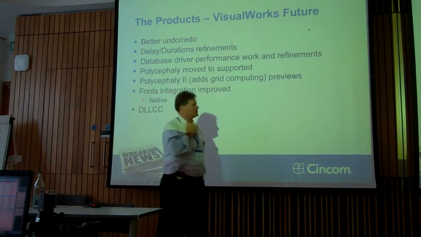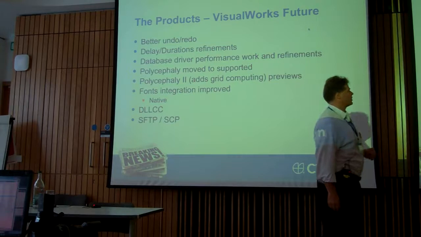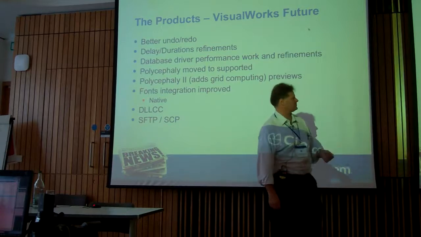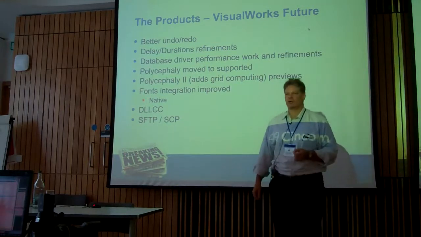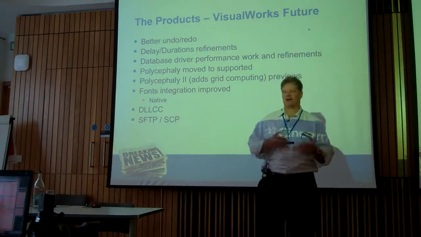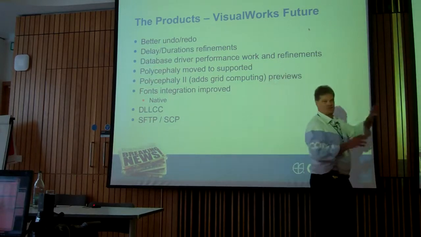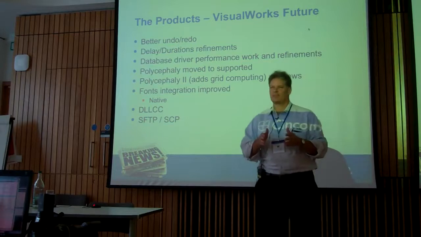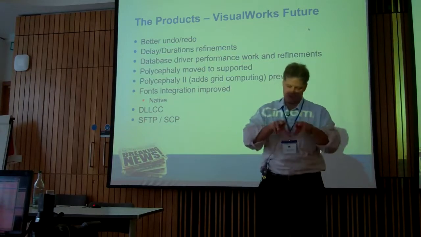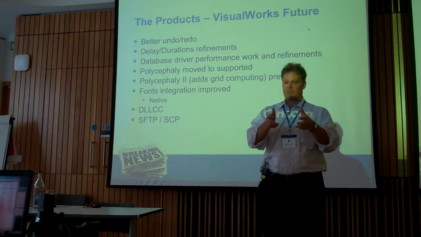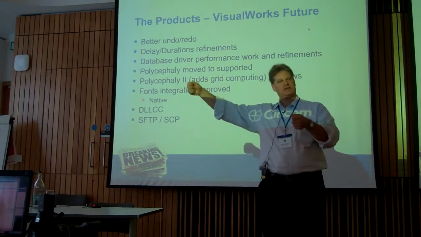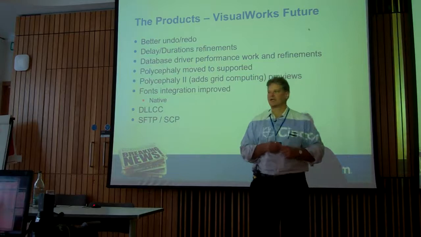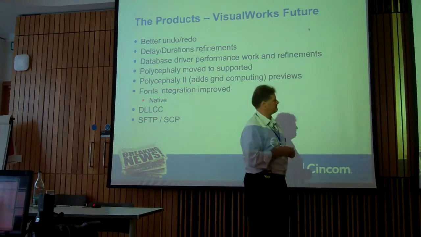So what's coming in the future? Some things like better undo/redo, more refinements for delays, durations, database improvements. Polycephaly will move to supported. A lot of people are using that now. It's very stable, it's good stuff. I highly recommend checking it out. We're going to build a polycephaly 2 to extend that notion and also be able to do grid computing. So rather than just using the cores on your machine, with the same simple, powerful framework, you can add in other computers to farm out a lot of this work, improve your throughput, and get some simple, powerful concurrency going.